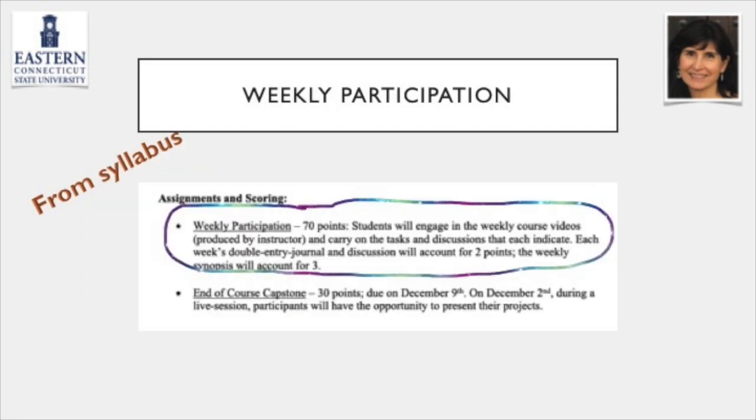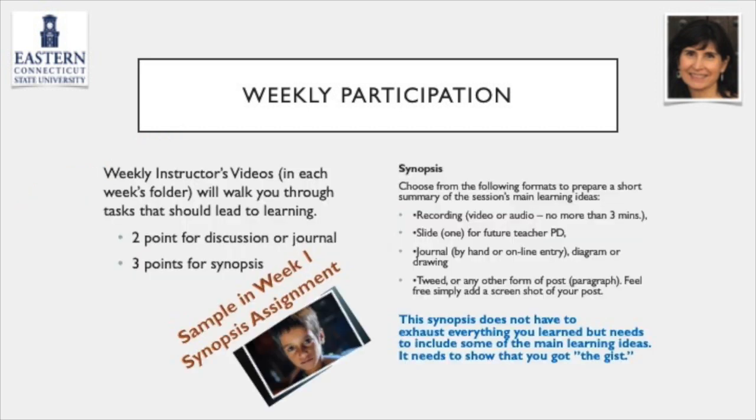So when talking about the course's expectations, of course we have to cover assignments and scoring. The course grade will include 2 main components. One will be the weekly participation, and the second one is the end of the course capstone. So for weekly participation, it will account for 70 points. And this will mean that every week we will be engaged, not only in viewing the videos that I'm preparing, but also carrying on the tasks and discussions that each video indicate.